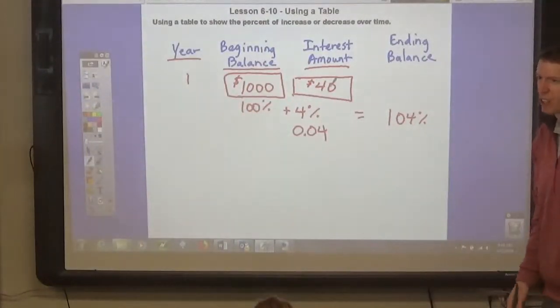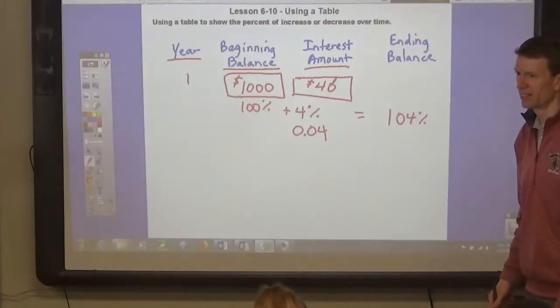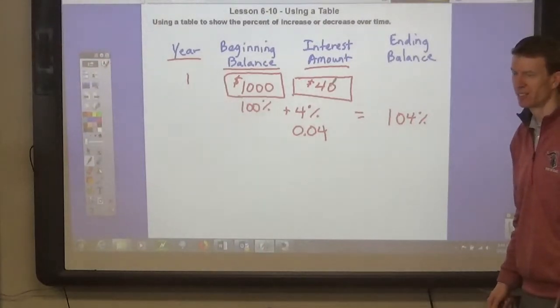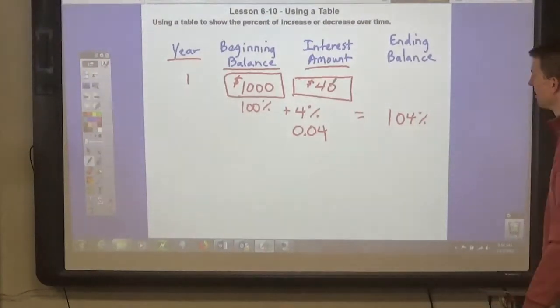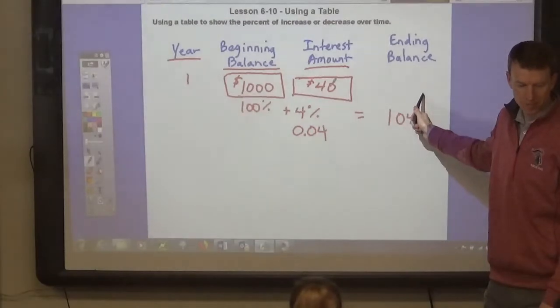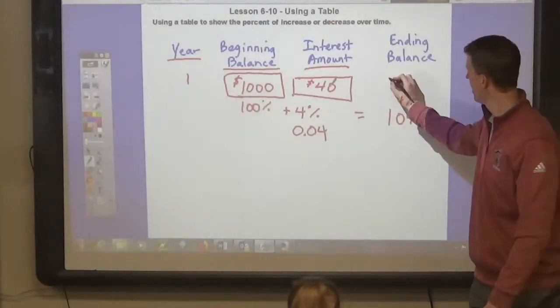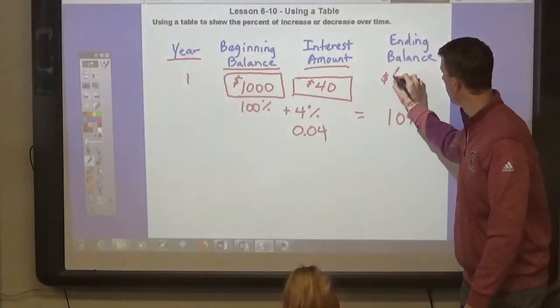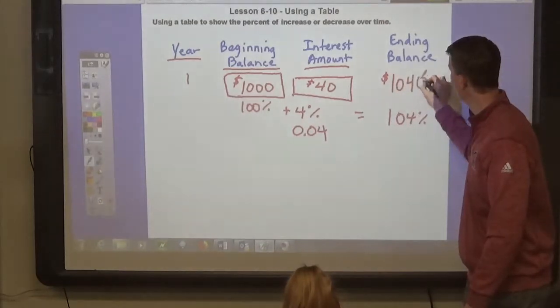Usually savings accounts pay like 1% or less. Okay? So 4% is really good. What would our ending balance be? Yeah, $1,040.